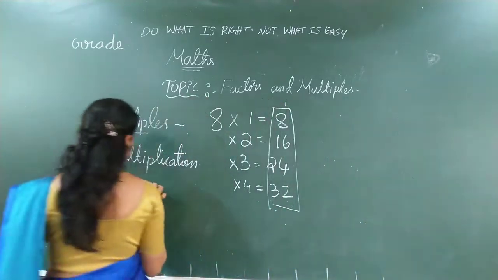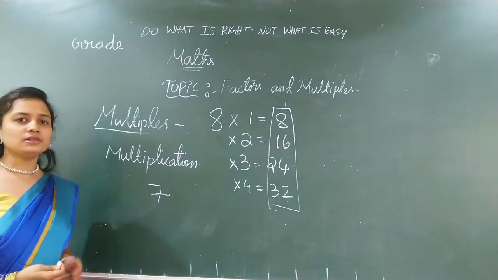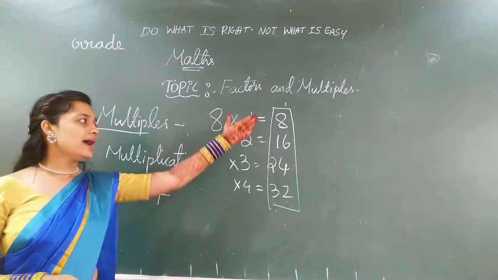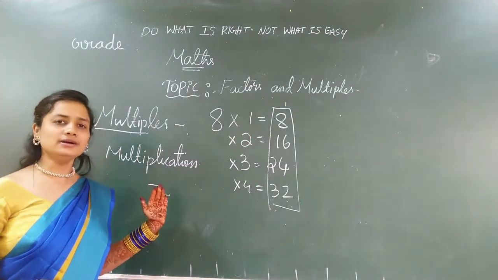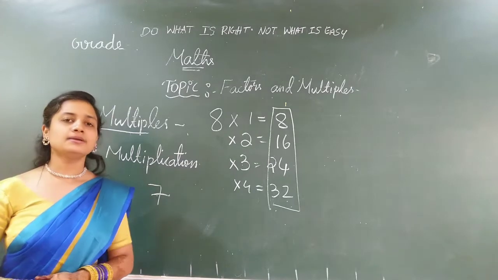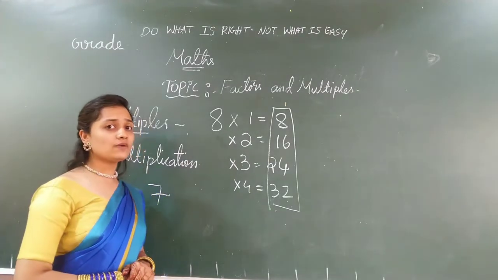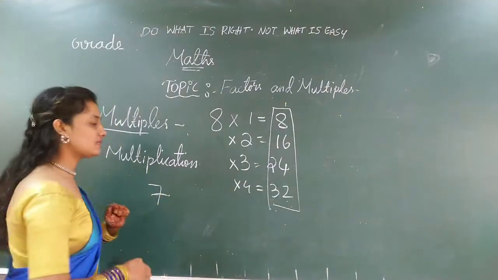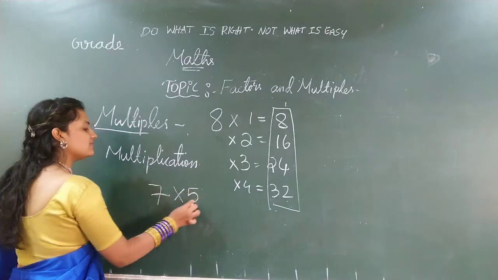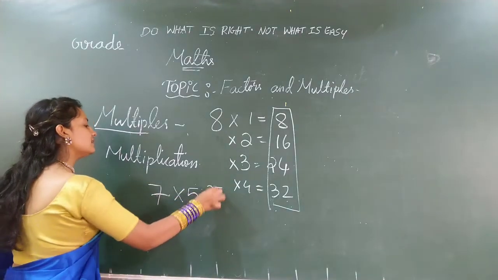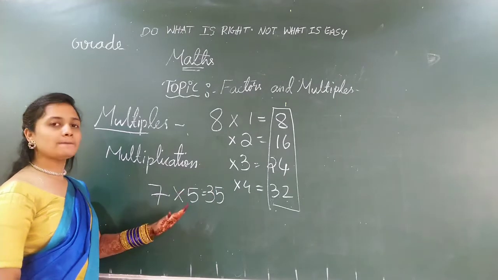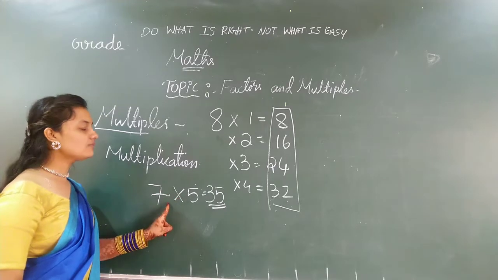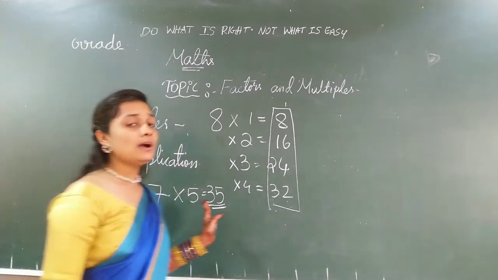If I give you the number 7 and ask you to find the multiples of 7, same thing: you multiply with different numbers and get the answers, and those will be the multiples of 7. Now if I ask you to find the fifth multiple of 7, it means multiply 7 with 5. 7 fives are 35. So 35 is the fifth multiple of 7. So this is about multiples.